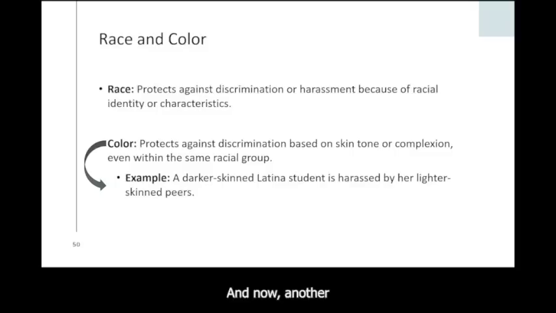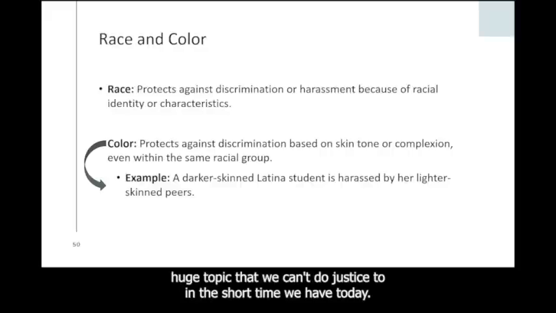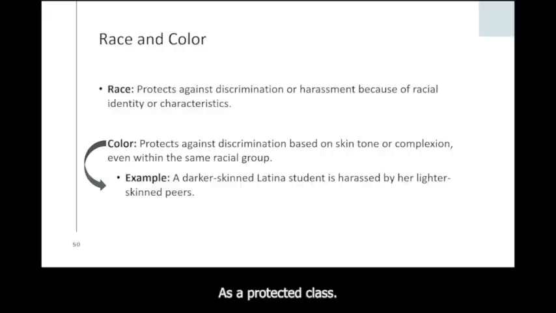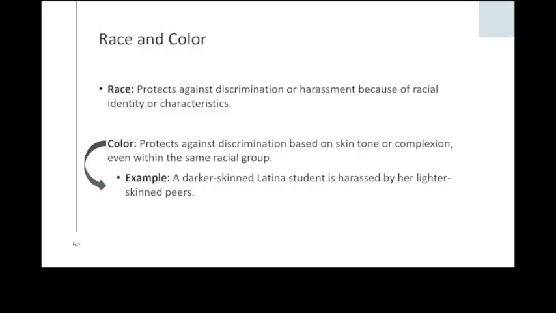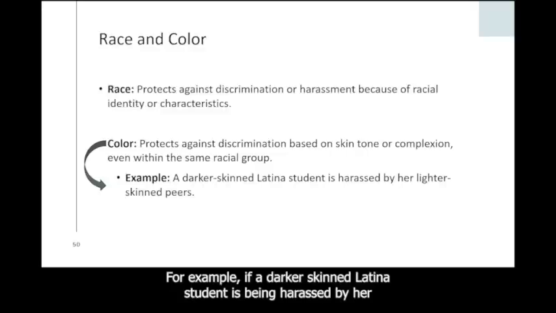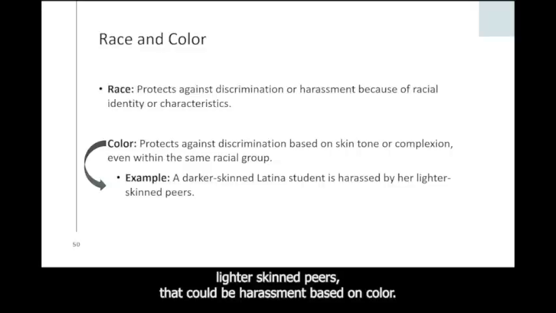And now another huge topic that we can't do justice to in the short time we have today: race and color as a protected class. Race as a protected class protects against discrimination and harassment because of racial identity or characteristics. Color protects against discrimination based on skin tone or complexion, and it can even be within the same racial group. For example, if a darker skinned Latina student is being harassed by her lighter skinned peers, that could be harassment based on color.